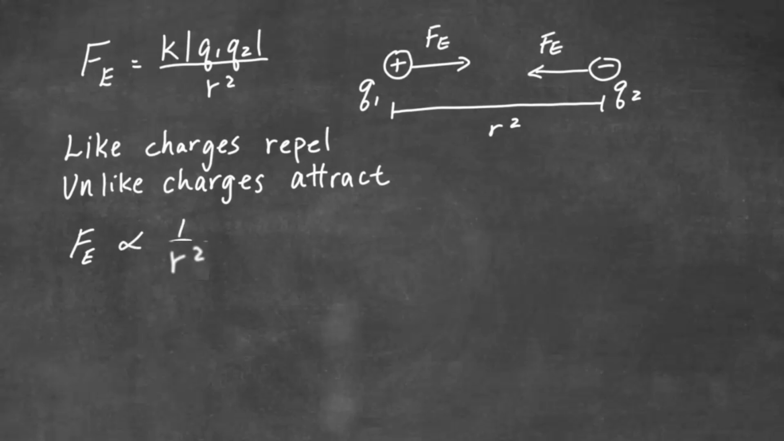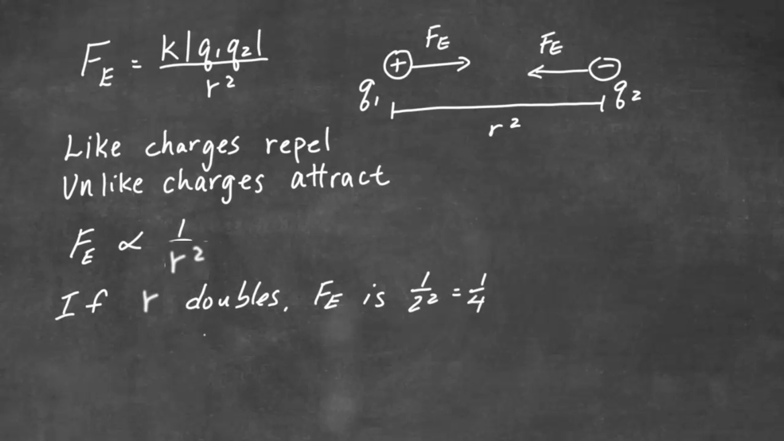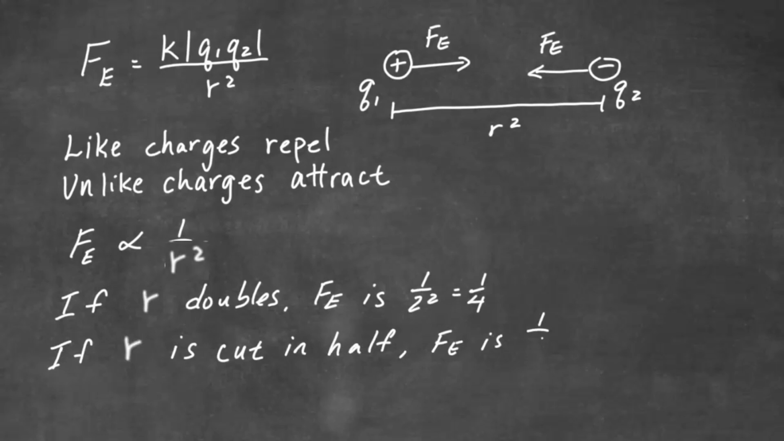So here's an example. If the distance R doubles, the electrostatic force is going to be not 1/2 squared, but it's going to be 1/4. The reason it's not 1/2 is because there's a squared on the distance. If R is cut in half, so they're getting closer to each other, the electrostatic force is going to be 4 times greater. The reason it's not 2 times greater, once again, is because that distance is squared.